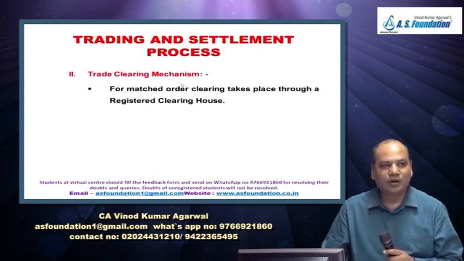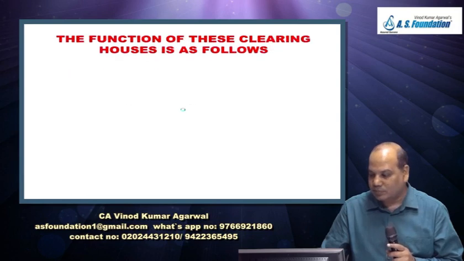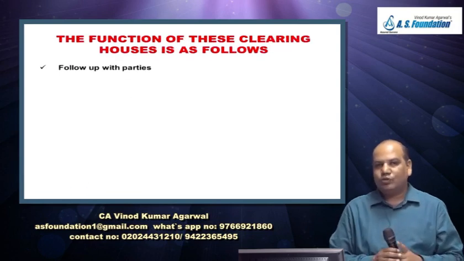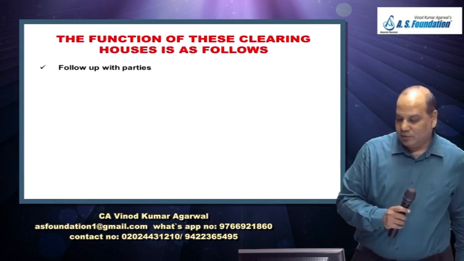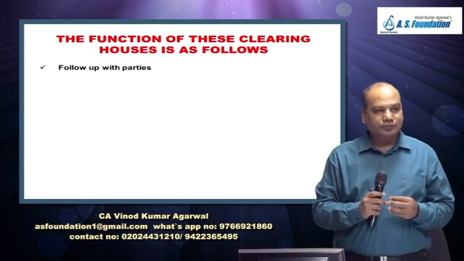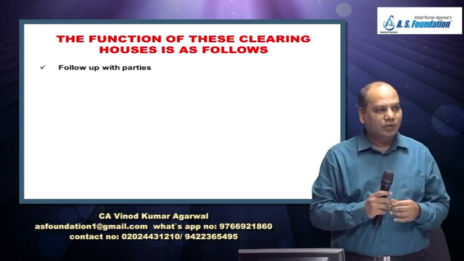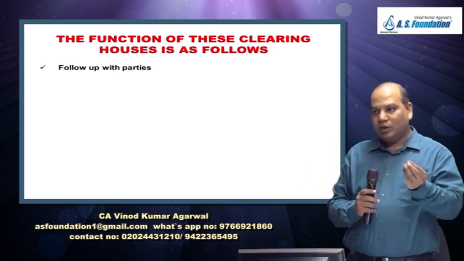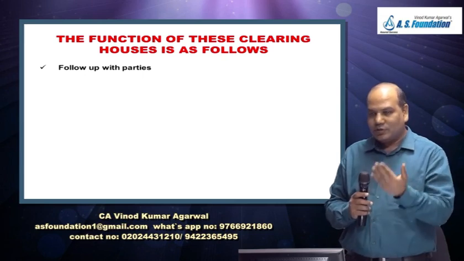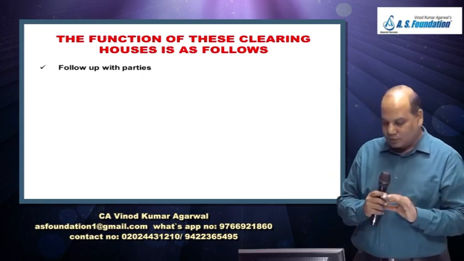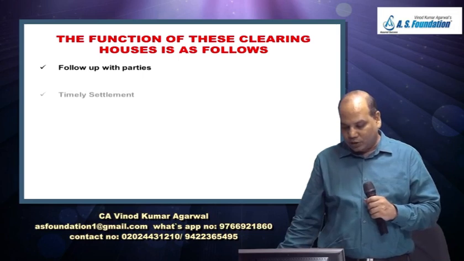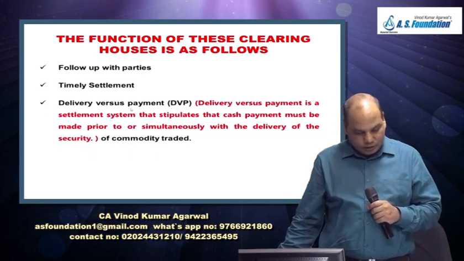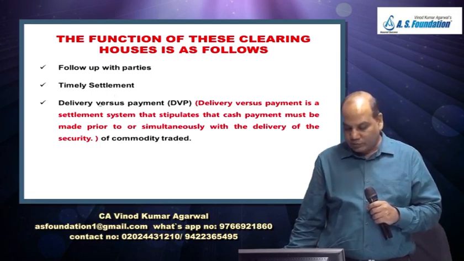Second is the trade clearing mechanism. For a matched order, clearing takes place through a registered clearing house. So at the back office, the clearing house will match the order and then they will arrange for the settlement, not delivery unless you want delivery. They will arrange that the party who gains will get the difference, the one who loses will pay the difference. So they will follow up with the parties. The function of the clearing house is follow up and timely settlement.